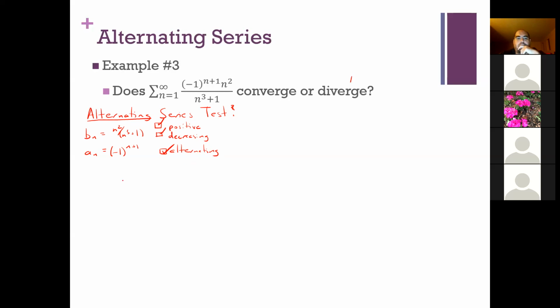Look at the limit of b sub n. Good. So as n approaches infinity, what does this do? So what is this limit? Or someone give me a good next step to start looking at this limit.